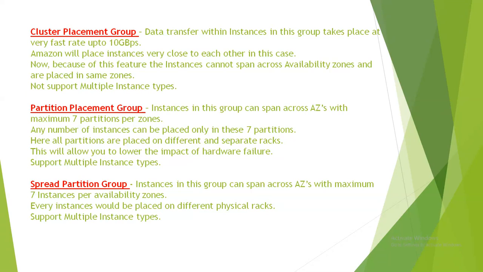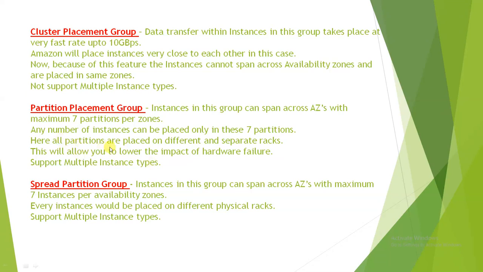Now partition placement group. See, in partition placement group, instances in this group can span across availability zones with a maximum of 7 partitions per zone. Now what is this? As you know, Amazon has 56 availability zones. So if you are placing your instance in this zone, then you can create a maximum of 7 partitions per zone. I will explain this at the time of creation of these groups, and I will show you how these placement groups work. But as of now, just remember that in all the zones you can create a maximum of 7 partitions, and in those partitions you can create any number of instances.